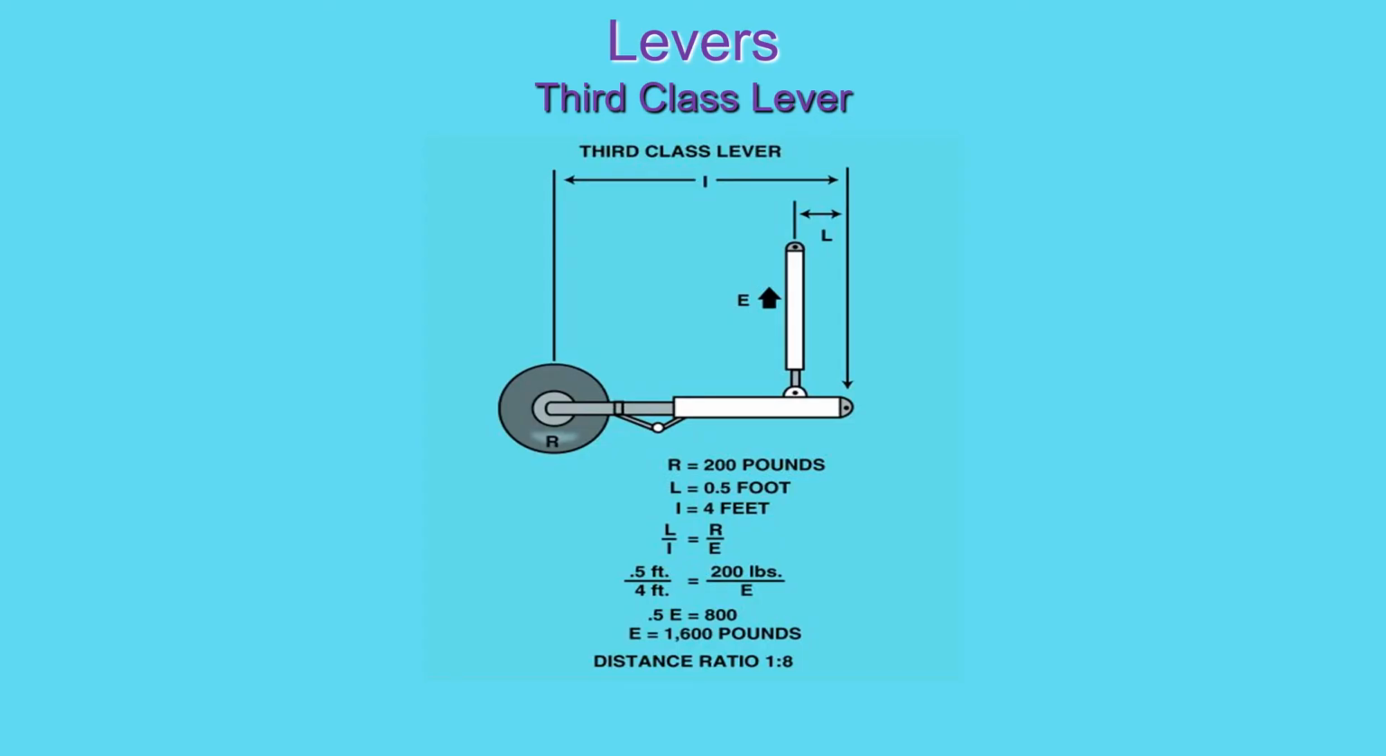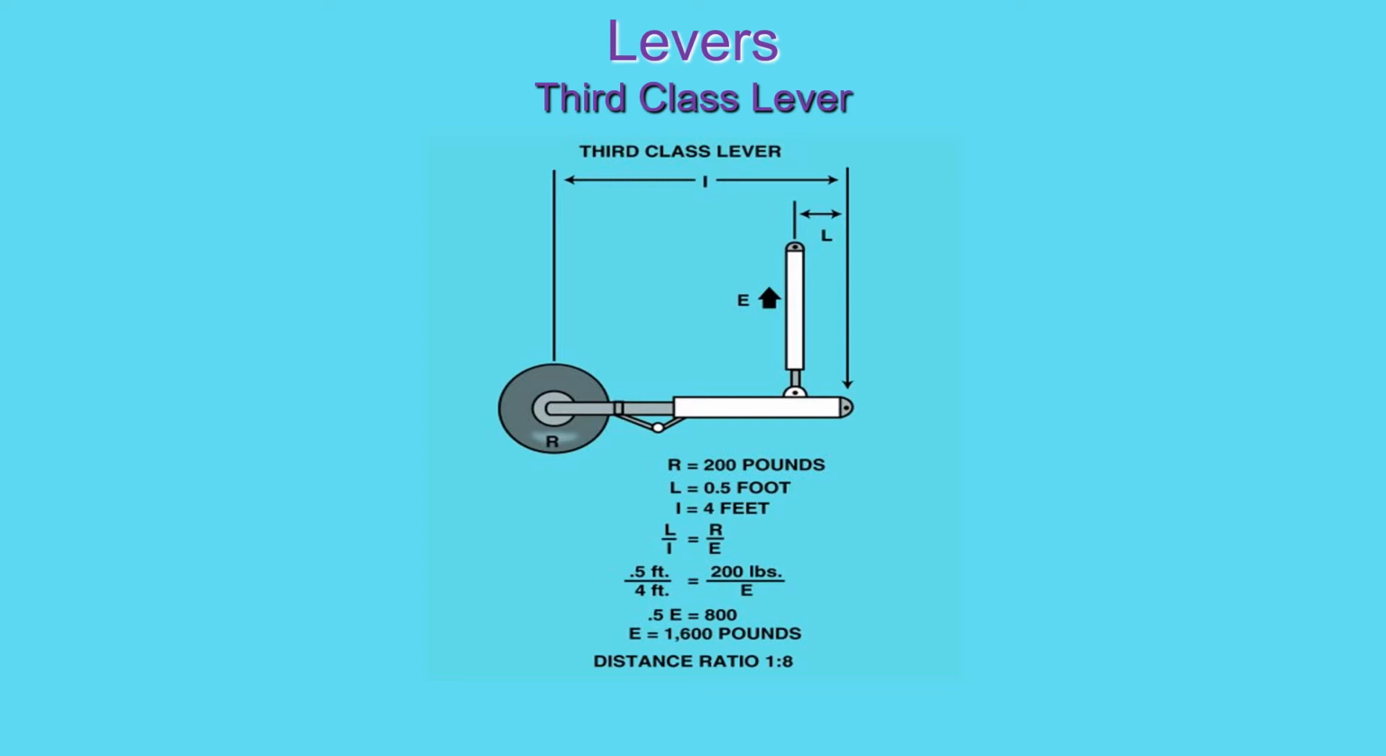Third-class levers are often used to move a weight through a greater distance than a force is being applied, rather than to multiply the force to lift a greater weight. Actually, it takes more force to lift a weight with a third-class lever. The advantage gained is one of distance or speed.